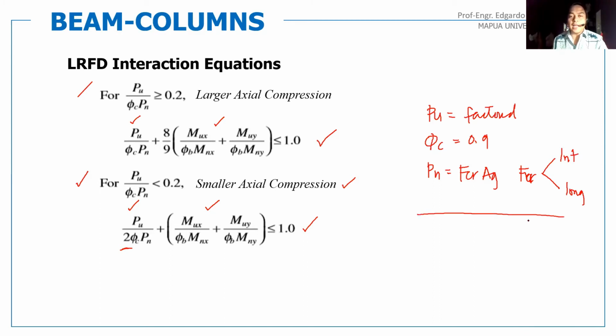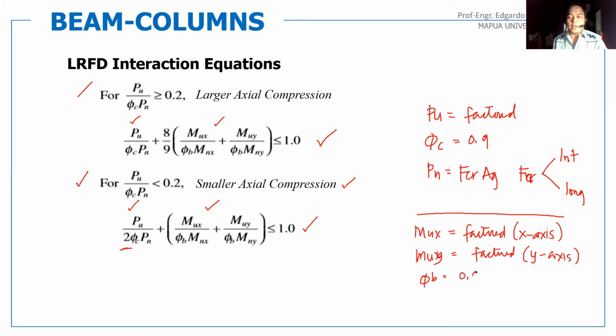Now, how about for the bending component? So yung Mux, again, this is the factored or the ultimate moment on the beam, on bending about the x-axis, or the major axis. Tapos yung Muy naman is the factored moment caused on the beam based on the weaker axis or the y-axis. Tapos yung resistance factor naman natin for bending, as we know, it's 0.9.